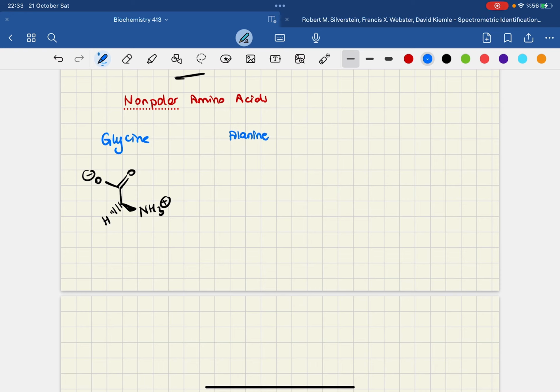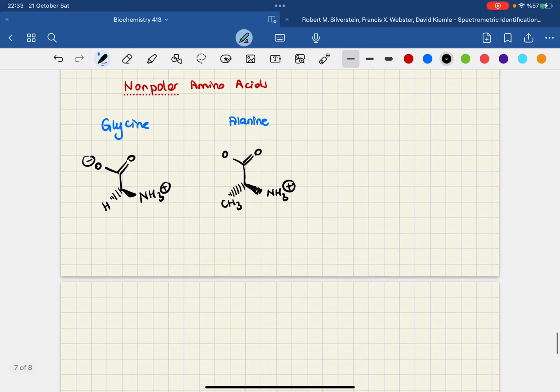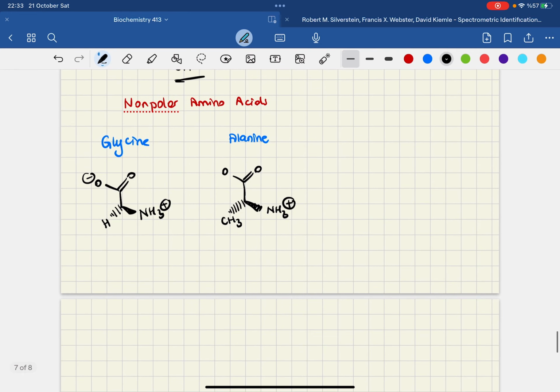Alanine is quite simple also. Its only difference is that it has a methyl group instead of a hydrogen. Alright, we have NH2, NH3 plus, and then we have a methyl group attached. Alright, a methyl group attached, we have alanine, which is abbreviated as ALA, and glycine is abbreviated as GLY.